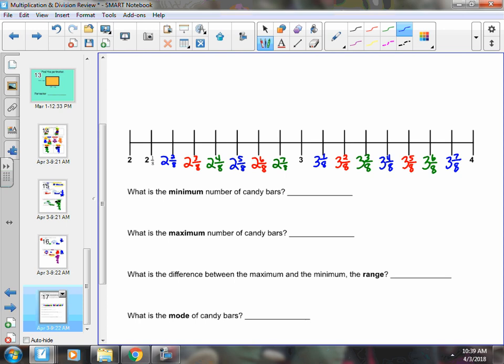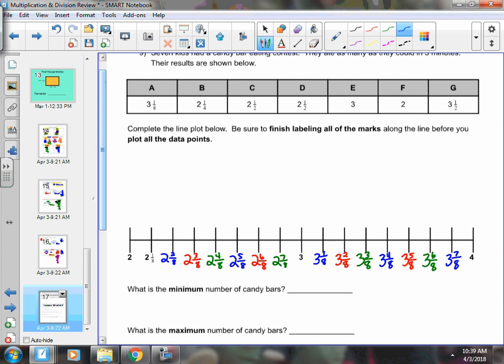And now I'm going to put my data on the line plot. So I need to go back up to my table with kid A through kid G. Let's see. A, B, C, D, E, F, G. There are 7 kids, which means how many X's will we have? 7 X's, exactly. So kid A is at 3 1/8. Be really careful. I remember very vividly grading these tests last year. So many kids put the X's in the wrong place because they didn't make all of the denominators the same. They didn't make all the denominators into eighths.